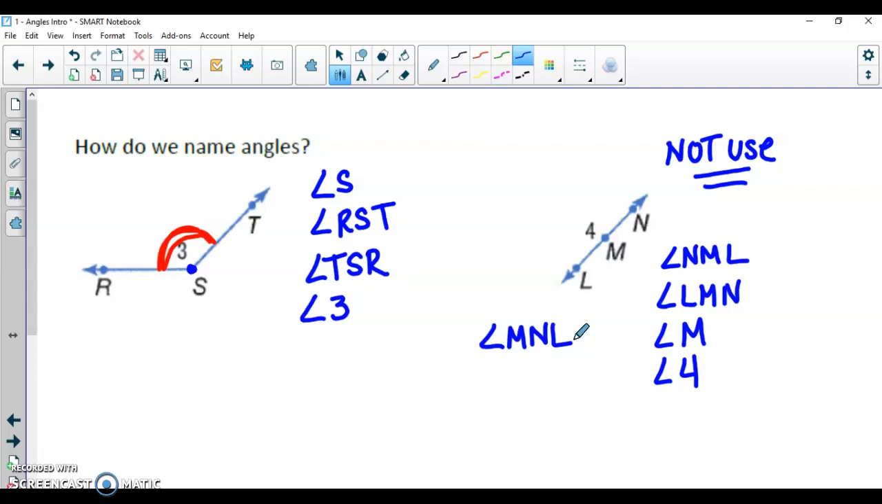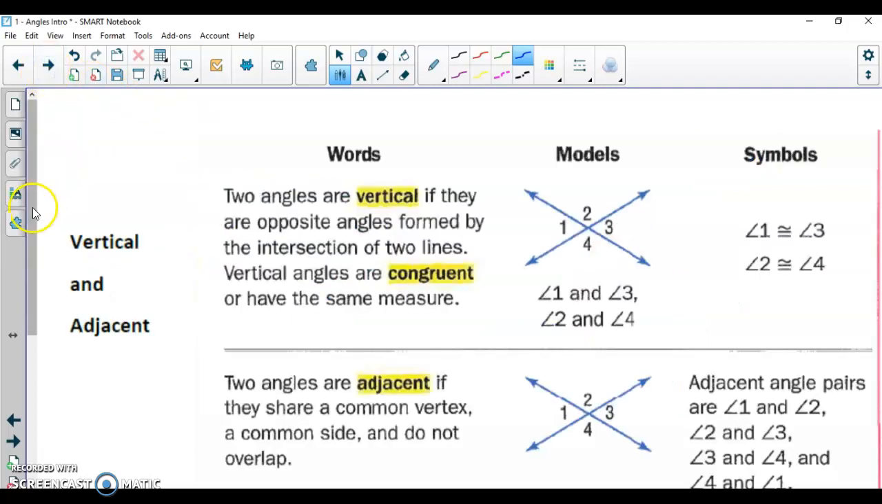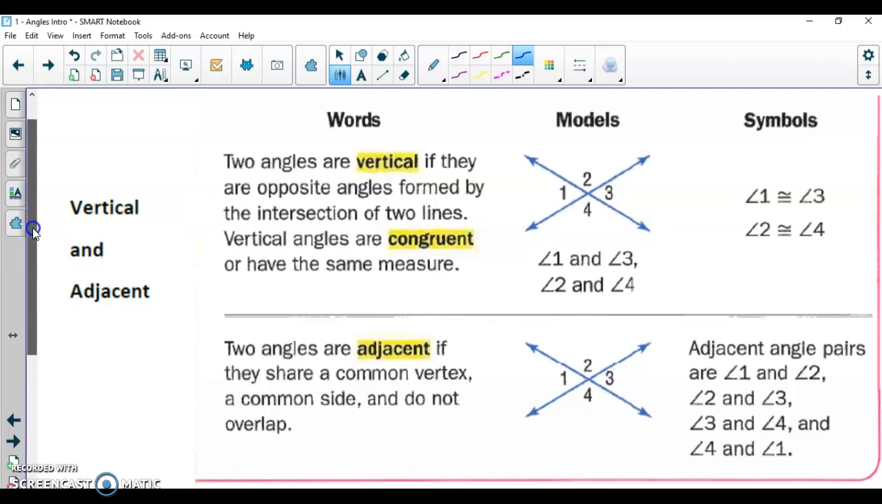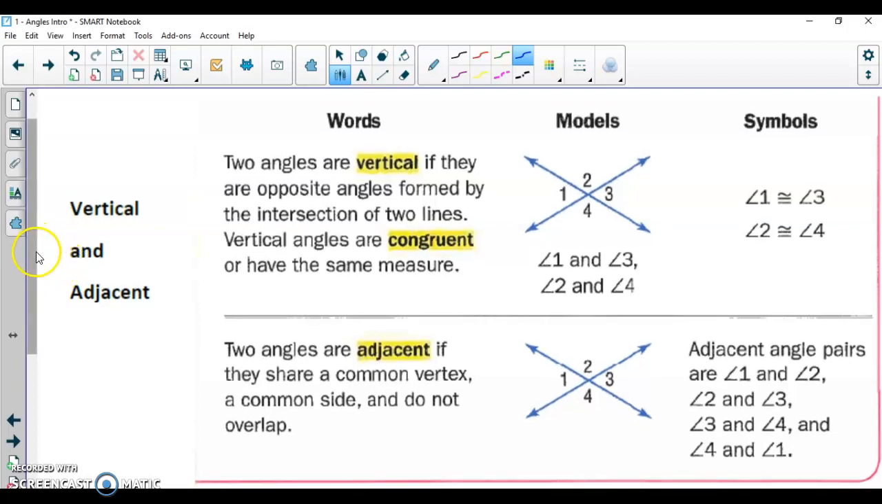Down at the bottom here on this page, you'll notice that we have 2 new vocab words for you, vertical and adjacent. Vertical means that they are going to be opposite angles when you actually have 2 lines that intersect. Intersect means they cross over, so they make some form of an X, be it a tall skinny X, a short fat X, whatever. But they're going to cross over each other, and then when we talk opposite angles, we're talking about angle 2 is opposite angle 4. So we would actually call them vertical. We also have another set of opposite angles here, which would be 1 and 3.